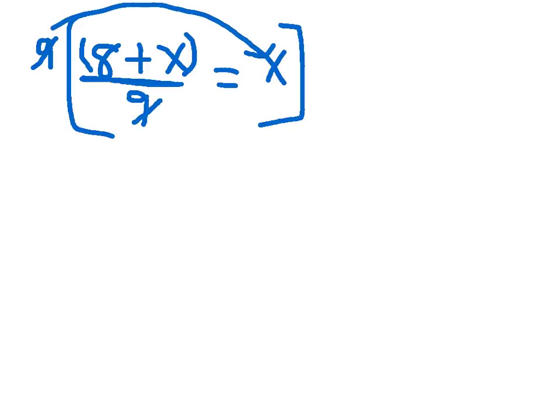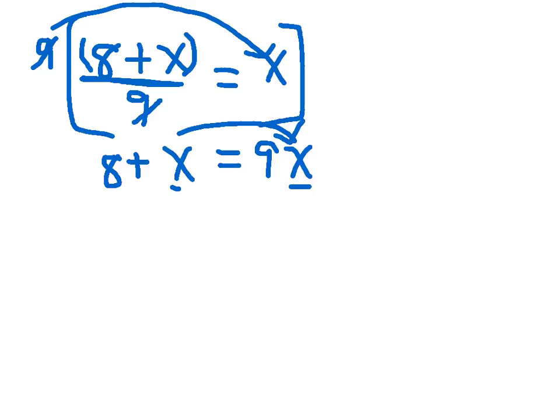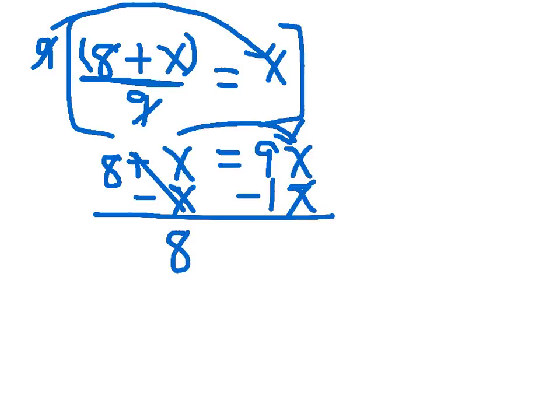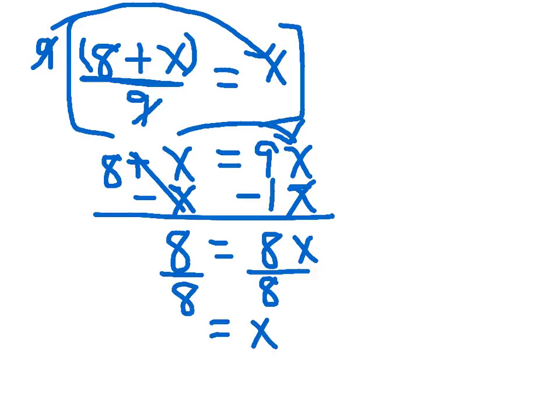I also need to multiply the other side by 9, so that gives me 8 plus x is equal to 9x. Notice I have variables on both sides. Don't want that. Need to bring this variable over here by adding the opposite. That means I'm subtracting 1x, because adding a negative x is the same thing as subtracting an x. So 8 is equal to 8x. And all of that leads us to the fact that x is equal to 1.